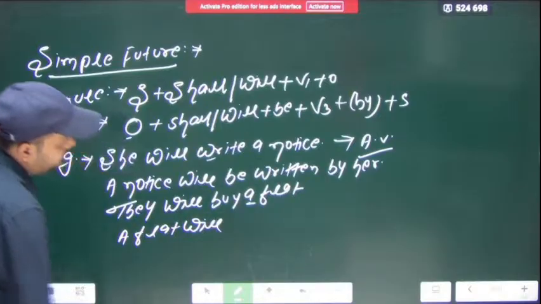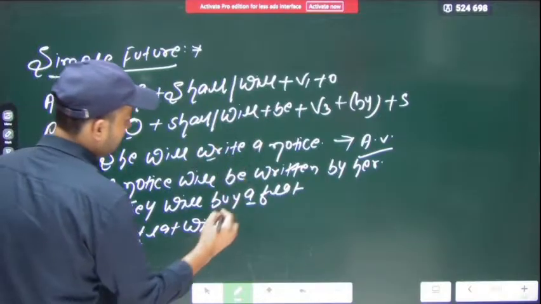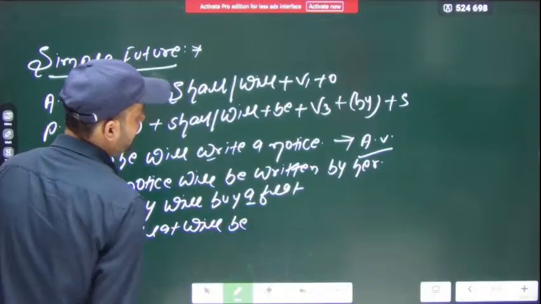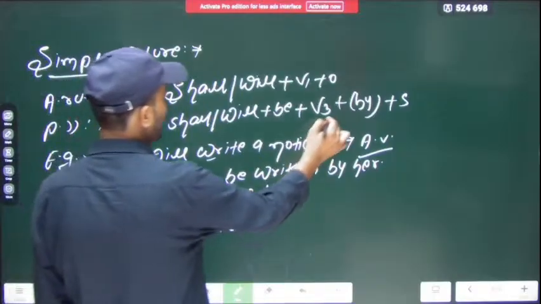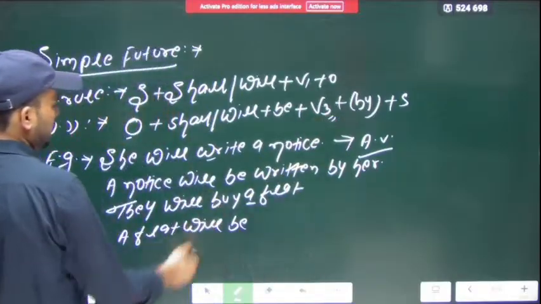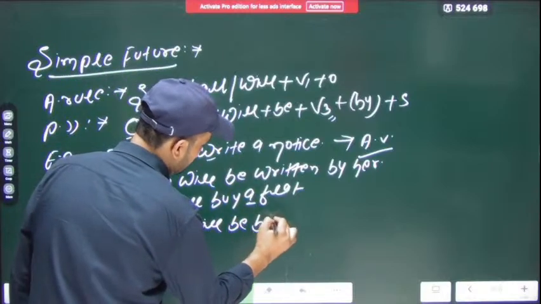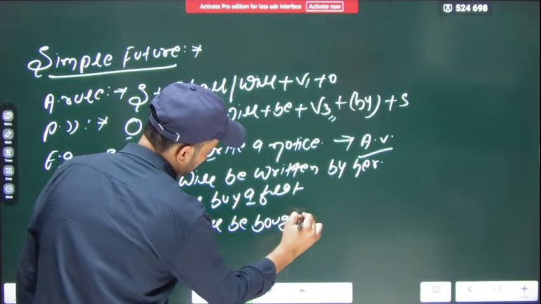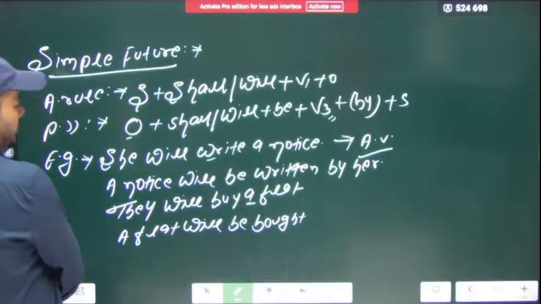With that we will use will. After will, be is here, so we will write be. After be, verb 3 is here. Okay, what is the verb? Buy. The third form of buy is bought. B-O-U-G-H-T. Okay, a flat will be bought.